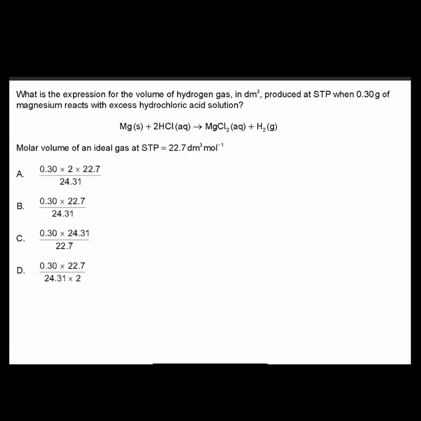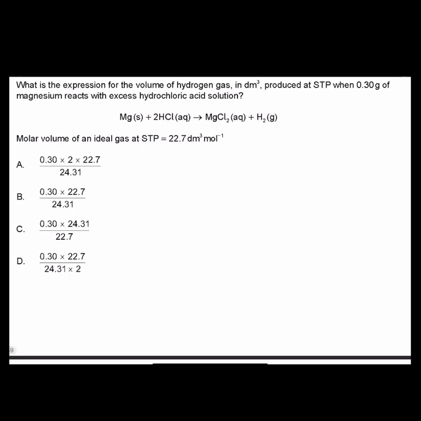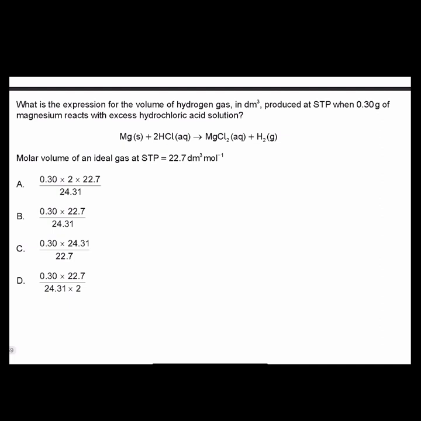Now we have to find the expression of volume of hydrogen gas produced at STP when 0.3 grams of magnesium reacts with HCl solution. Okay, so there's excess HCl. So first find the moles of magnesium. Moles of magnesium would be 0.3 divided by the molar mass of magnesium, which is approximately 24, or from the options I can predict that it is 24.31 moles.